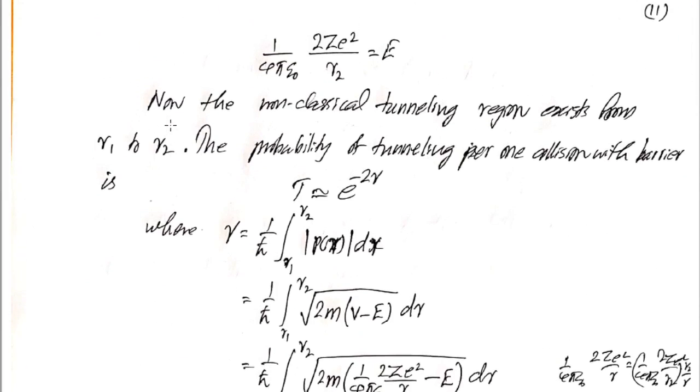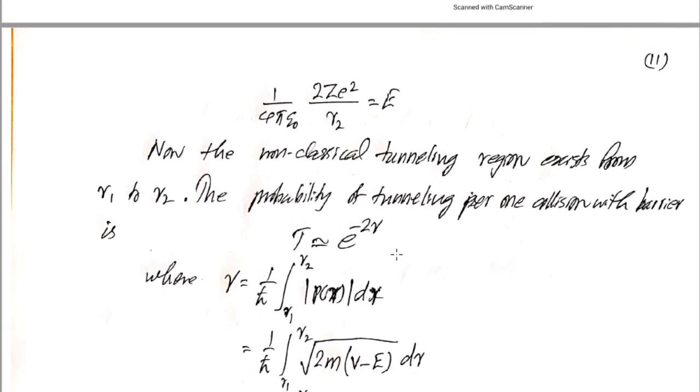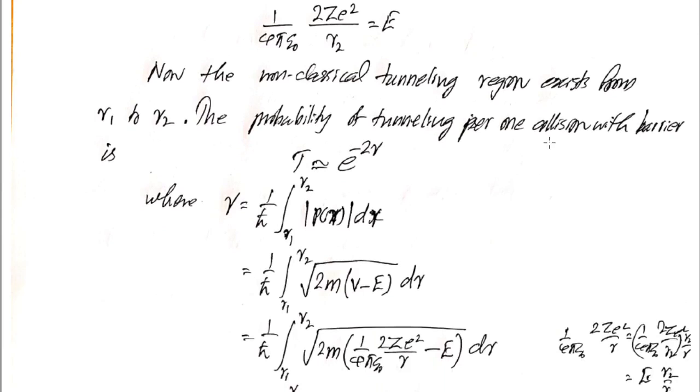So when the alpha particle is at the distance R2, the potential energy becomes equal to the total energy. So the potential energy at distance R2 is 1 by 4 pi epsilon 0 into 2 Z E square by R2, which will be equal to E. Now the non-classical tunneling region exists from R1 to R2. So the probability of tunneling per collision means the alpha particle is constantly moving inside the nucleus, and within the interior of the nucleus it is not experiencing any net force.